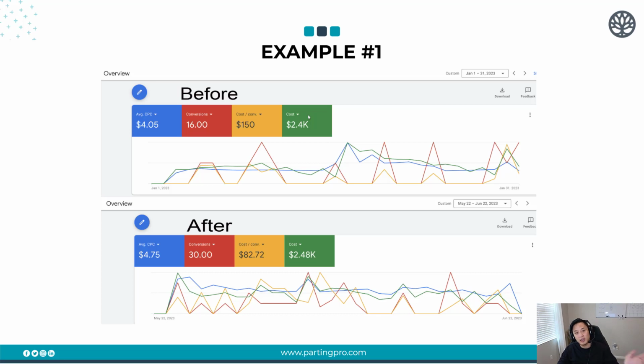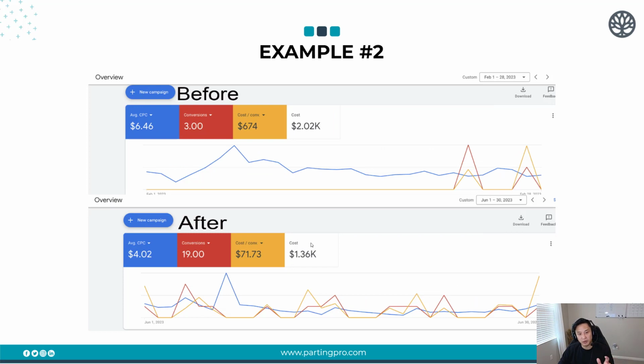After optimizing, you can see even though their cost per click went up, so they're paying $4.75 now, they actually doubled their conversions. They got about 30 conversions. So now each lead only costs them $82, and they spent roughly the same amount of money, right? This is somewhere where we're optimizing on conversion, not necessarily on the click. Even though your cost per click is going up, you're still making more money because you're getting a lot more leads for the same price, all right?